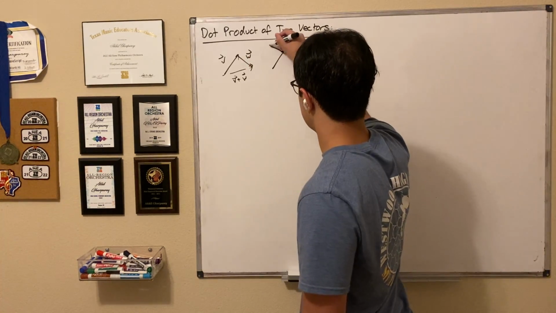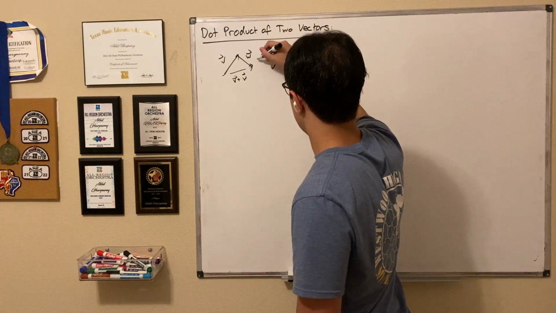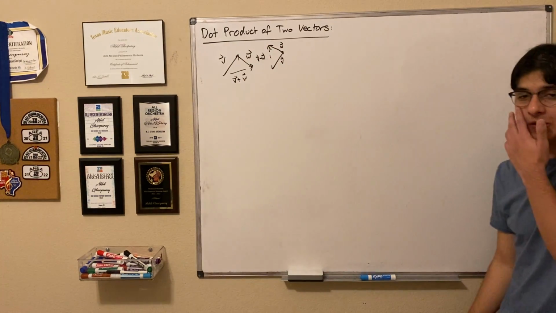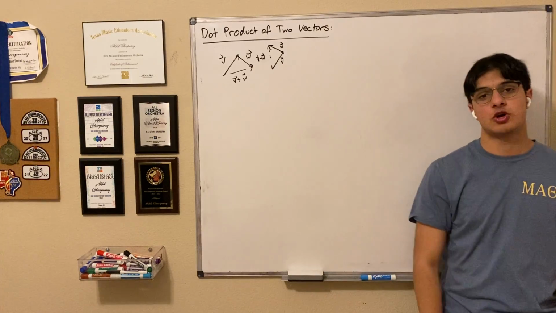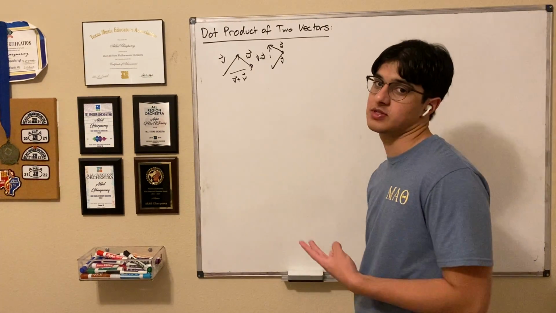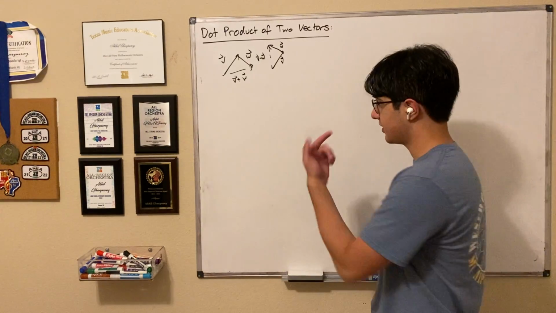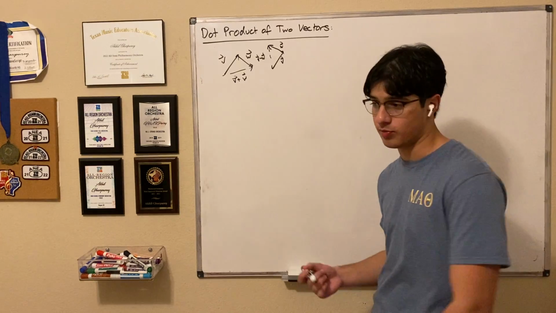So if we took those same vectors, vector v and vector w, this resultant vector would be v minus w. Just like vector addition and vector subtraction exist, vector multiplication also exists. But there are two types of vector multiplication: the dot product and the cross product. In this video, we're going to get into the dot product, which is also known as the scalar product.